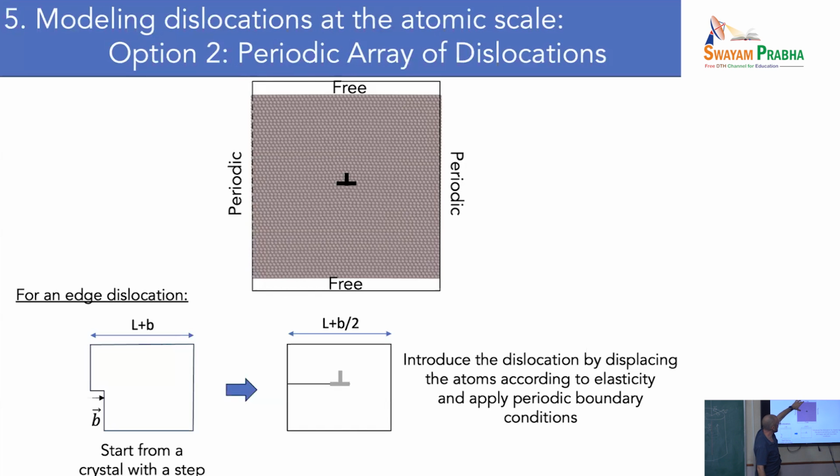Now, on this side, you have the extra half plane. And on that side, you don't. So you have more vertical planes on this side than on that side. So you cannot apply periodic boundary conditions from top to bottom. So different groups have done different things. What we do is simply we have free surfaces, top and bottom. But in that case, you have to freeze the top or bottom. So it depends on what you are doing.